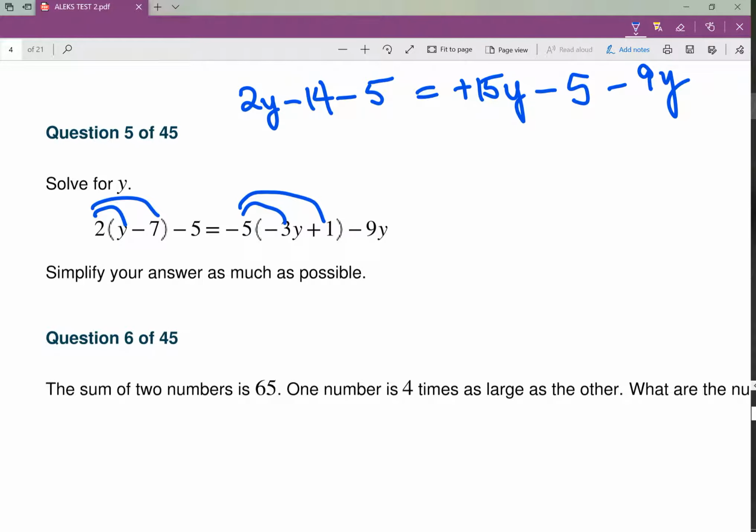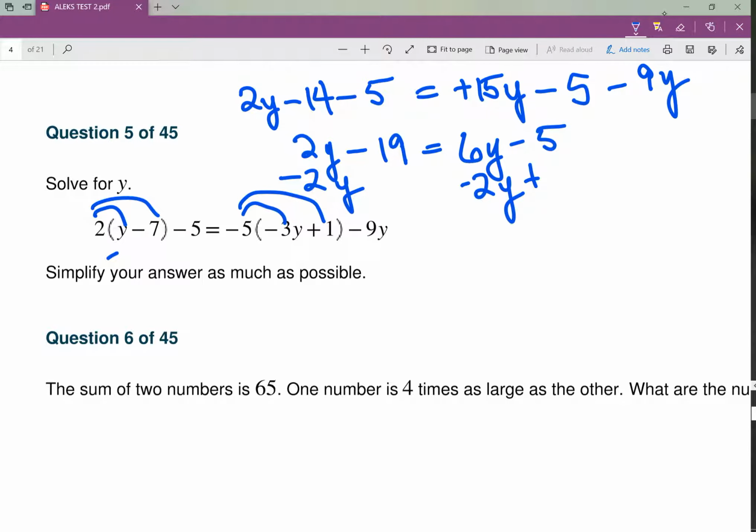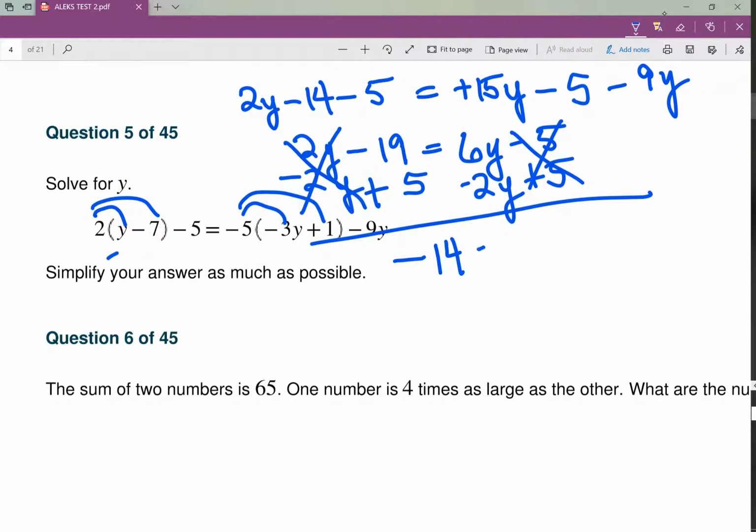And what you want to do is group like terms. So this gives you 2y minus 19 is equal to 15 minus 9y, which is going to give you 6y minus 5. That's just math. Now we want to subtract the 2y on both sides, and I'm going to add that 5 and bring it to this side. So the 2y's cancel and the 5's cancel. This leaves me negative 14 is equal to 4y, and therefore, when I divide by 4 on both sides, this simplifies to leave me y is equal to negative 7/2. In other words, reduce this by half, right? Both of those numbers are divisible by 2.